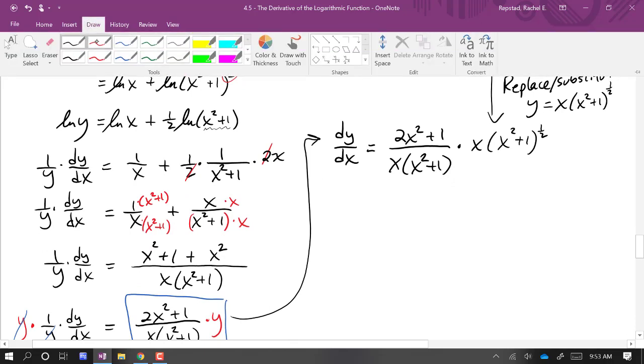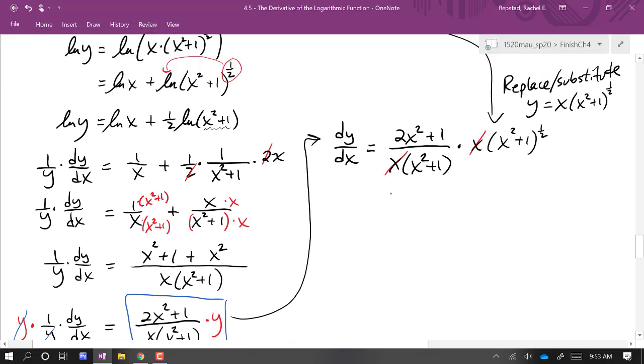And then do some simplifying here. I can cancel this factor of x. Also on the bottom, I have this x squared plus 1 to the first. Up here, I have an x squared plus 1 to the 1/2. So when they cancel, I'll be left with a 1/2 power in the bottom, or in other words, a square root in the bottom.